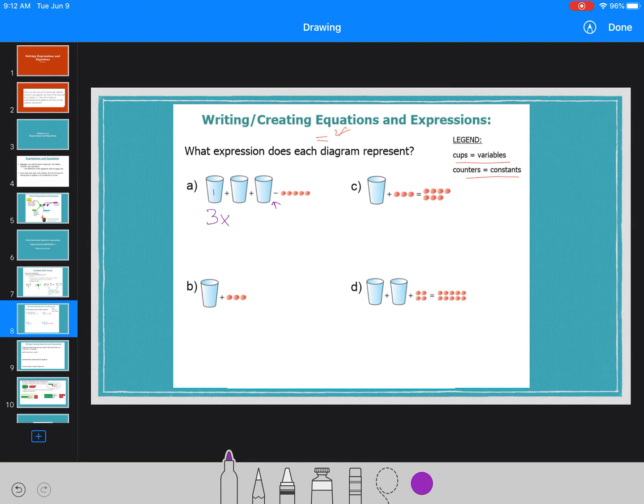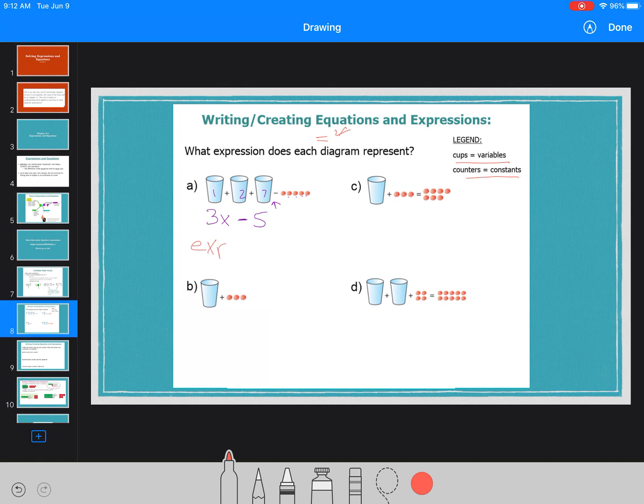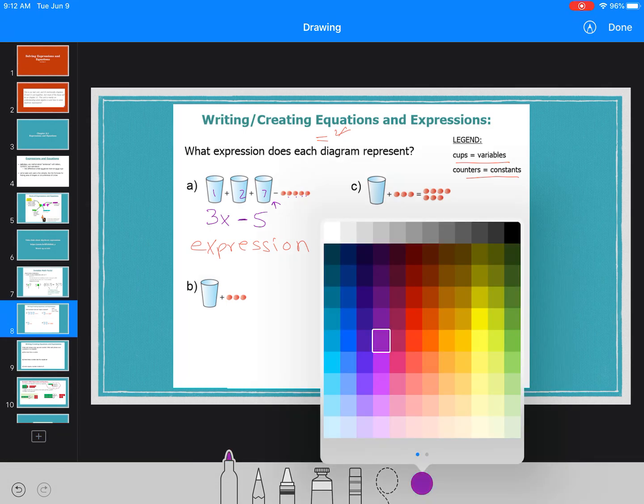After the 3, x, 1, 2, 3. And then subtract. How many little counters do we have? 1, 2, 3, 4, 5. Minus 5. Now, is this an expression or an equation? If you said expression, ding, ding, ding, you are correct. Okay, let's go to the next one.